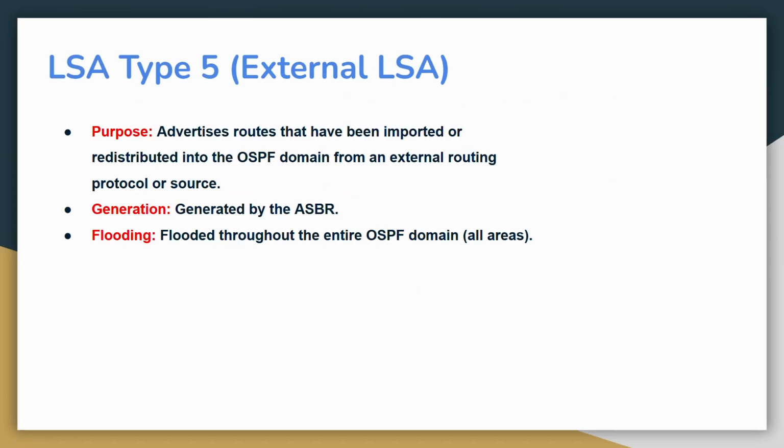LSA Type 5, External LSA. Purpose: advertises routes that have been imported or redistributed into the OSPF domain from an external routing protocol or source. Generation: generated by the ASBR. Flooding: flooded throughout the entire OSPF domain, all areas.